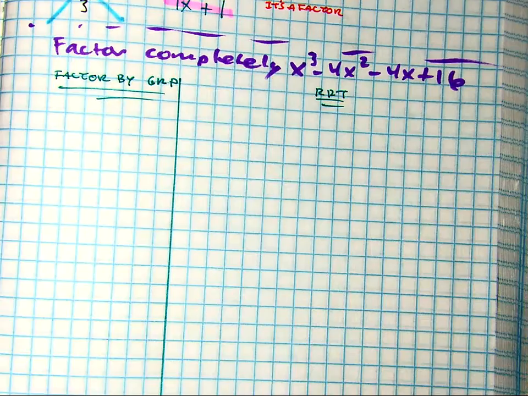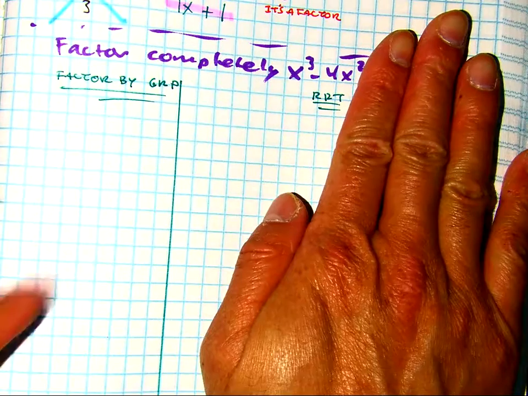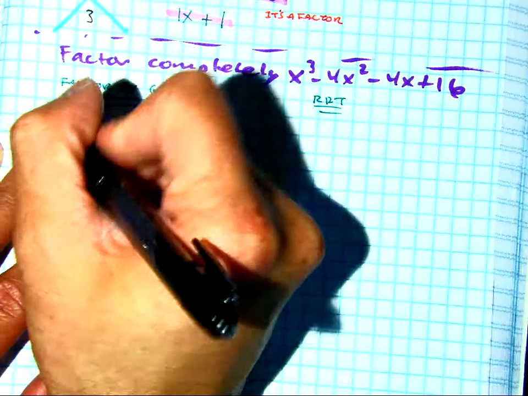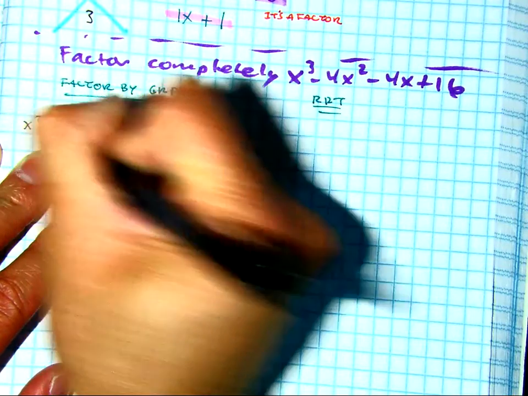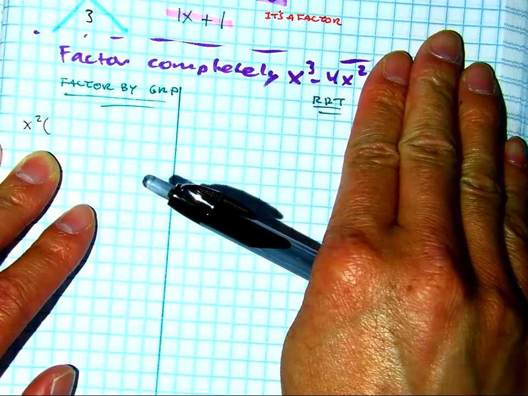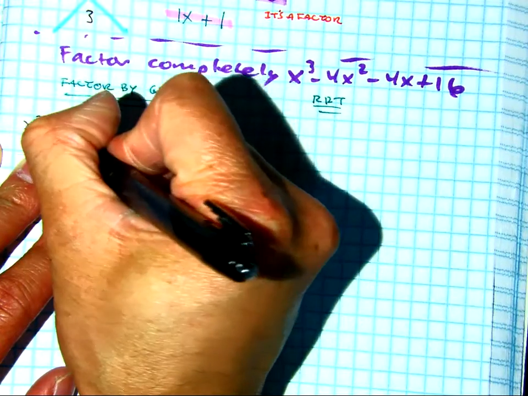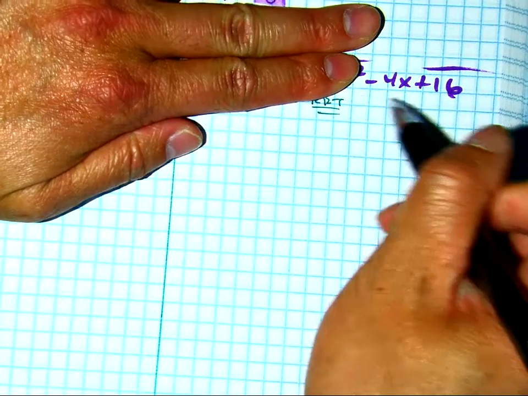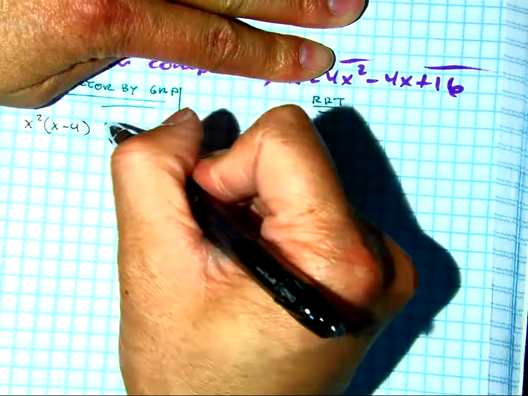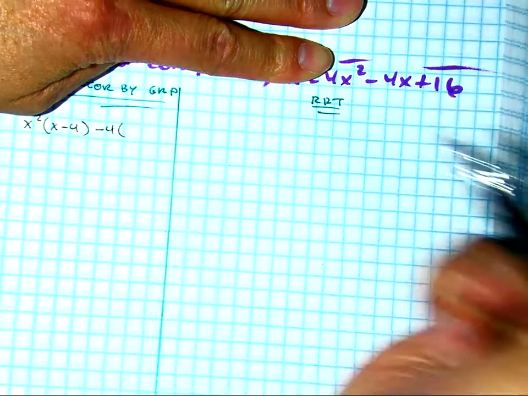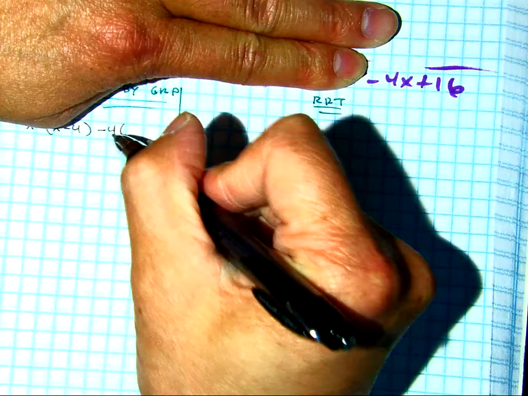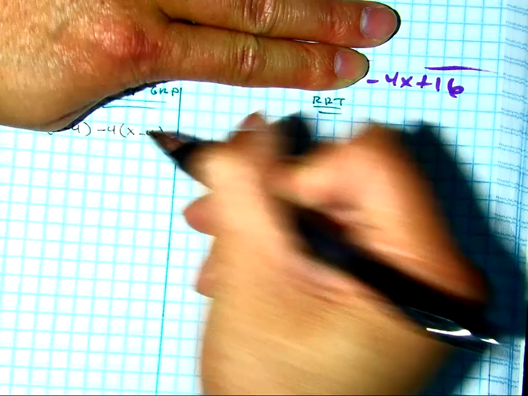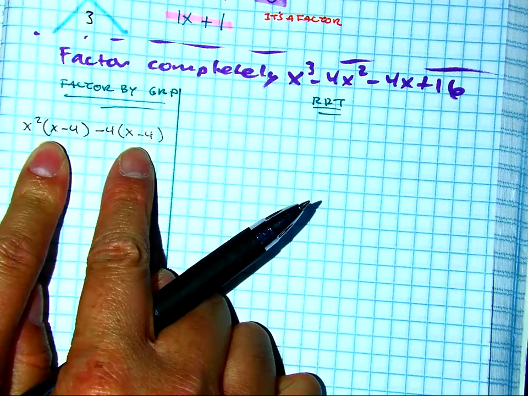You have 4 terms. Girls, what's your greatest common factor here? X squared. So I have x squared times, what's left? X minus 4. Boys, what's your greatest common factor here? Negative 4. Boys, what's left? And remember, you're doing it right if those in parentheses are the same, right?